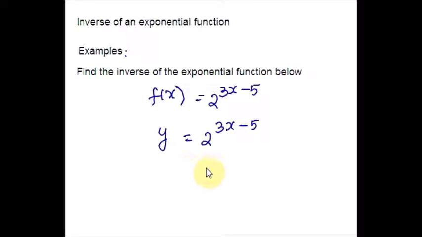Next step is to switch the variables x and y in the equation. Since the exponential expression is by itself on one side of the equation, we can now take the logarithm of both sides. When we take the logarithm of both sides, we will use the base 2 because this is the base of the given exponential expression.